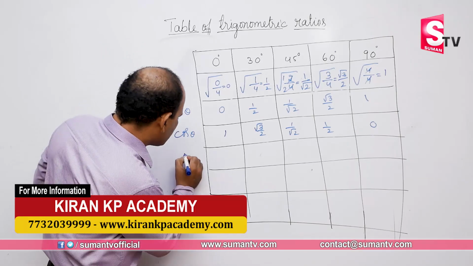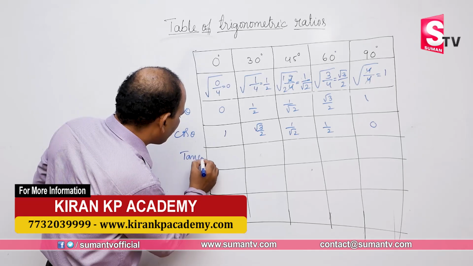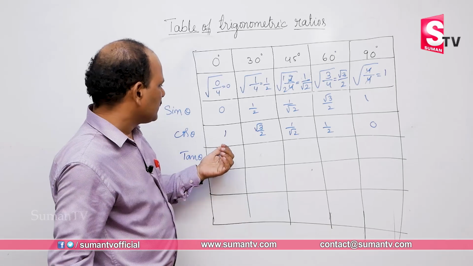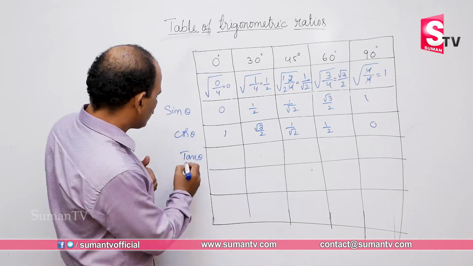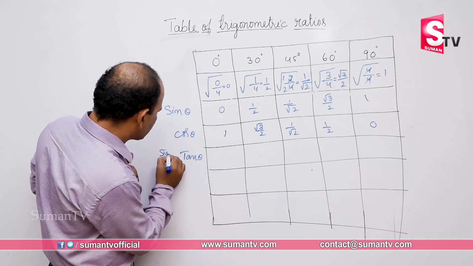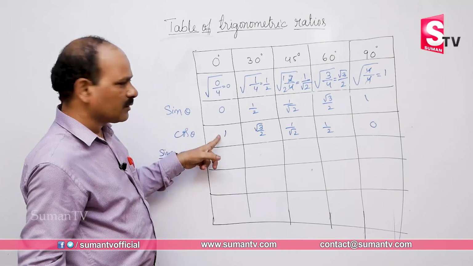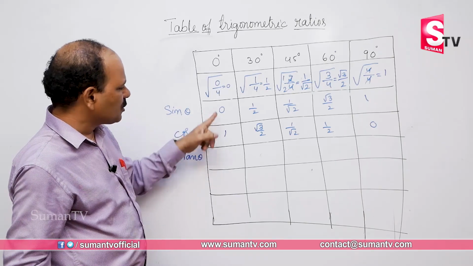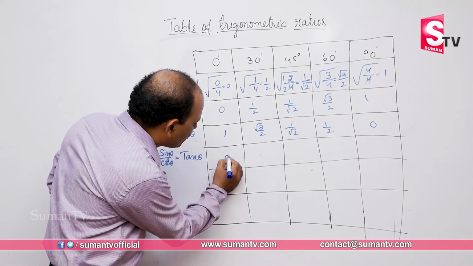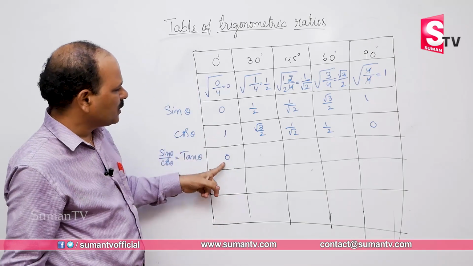Now, the next ratio is tan theta. Tan theta is what? Actually, it is sin theta by cos theta. 0 by 1, and 0 by anything is 0. So, 0 by 1 is equal to 0.